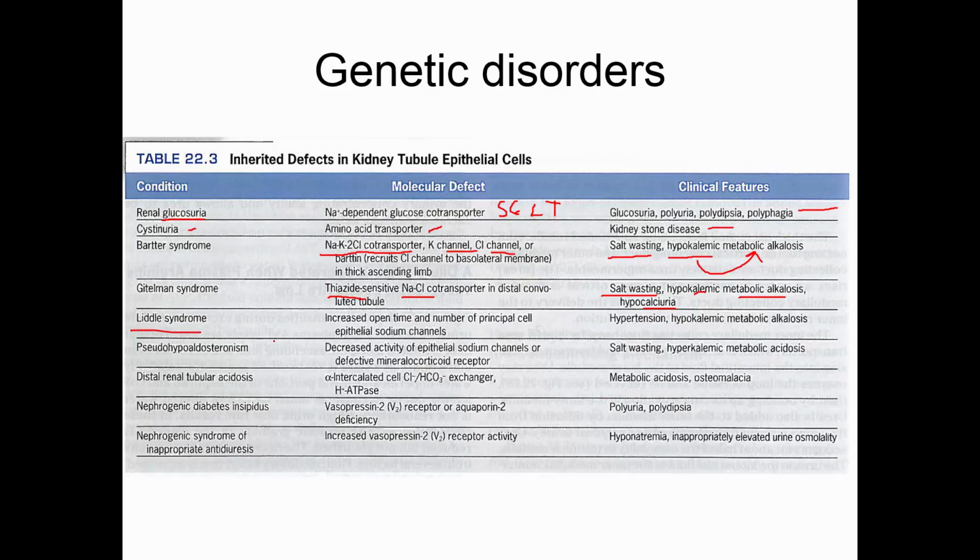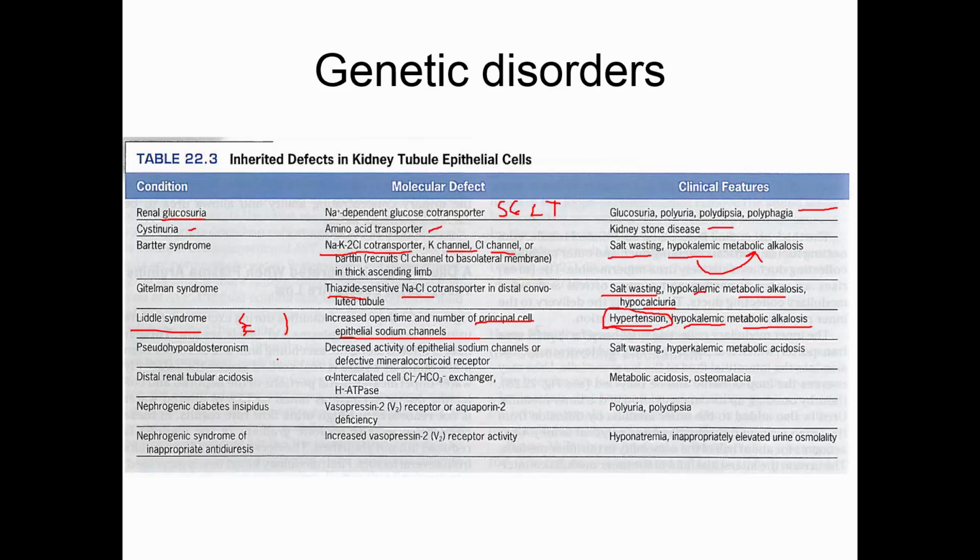Liddle syndrome, your principal cell epithelial sodium channels. So remember, those are the cells that aldosterone works on. And so you have the ATPase on the basolateral side of the cell, and on the luminal side of the cell you have those sodium channels. If those channels are just open all the time and you got a bunch of those channels, you're going to be reabsorbing a lot more salt than you actually need. You may be losing potassium, and then that causes metabolic problems. But hopefully you can see if you're reabsorbing more sodium than you need to, you will have hypertension.